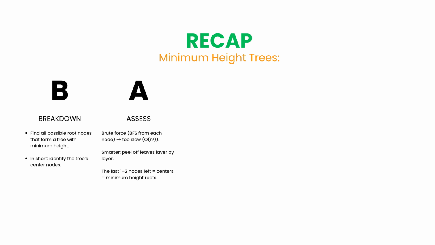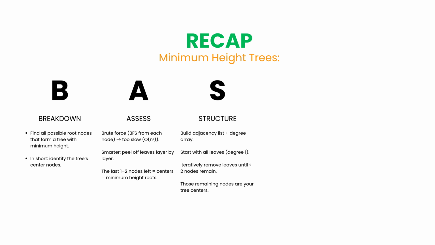Approach recap. The brute force approach would be to run BFS or DFS from every node to measure height, but that's too slow. Instead, we realize that the tree's centers can be found by trimming leaves layer by layer, just like peeling an onion. Each round, we remove the outermost leaves until only one or two nodes remain, which are the centers of the tree.